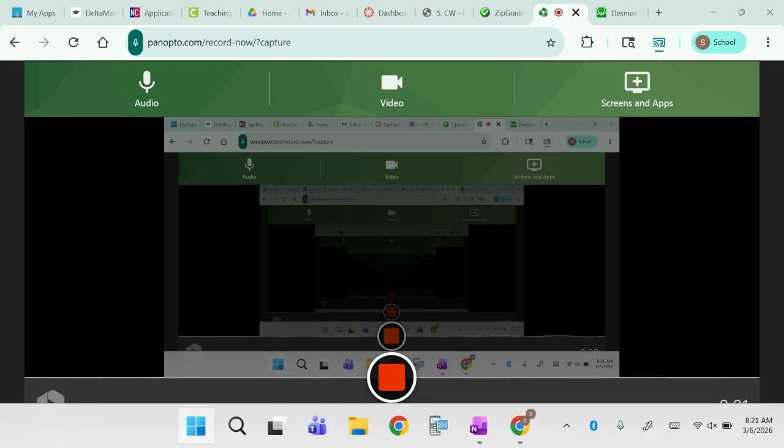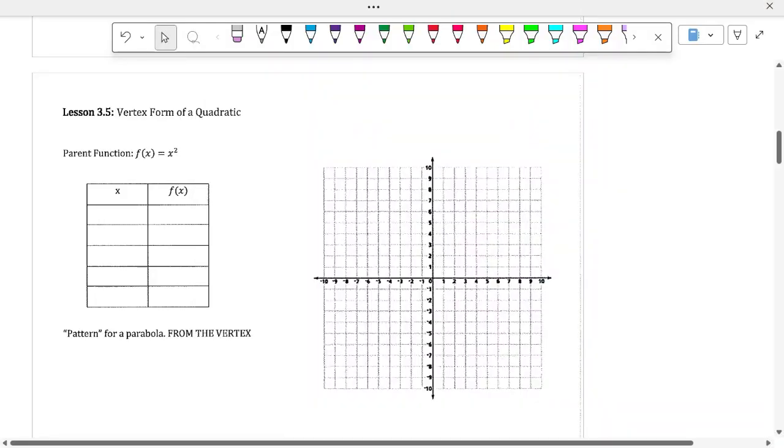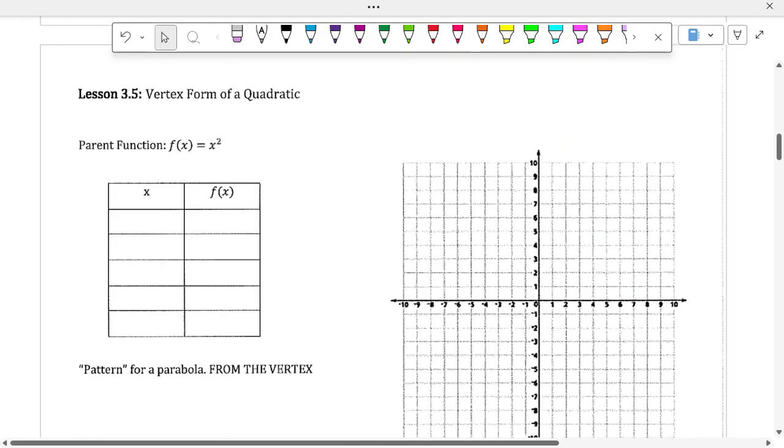Of form for a quadratic. So we already talked about standard form. Now we're going to talk about another form called vertex form.